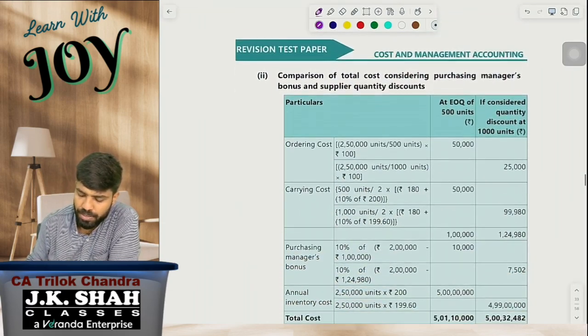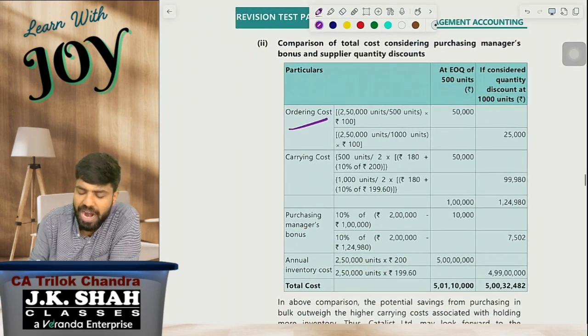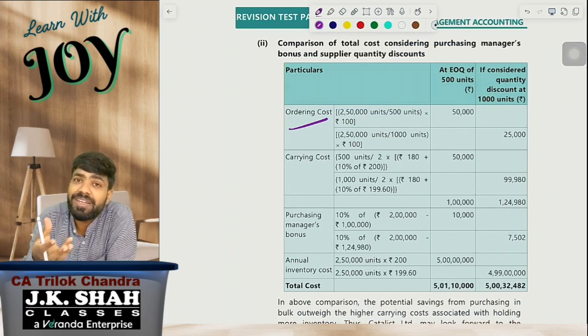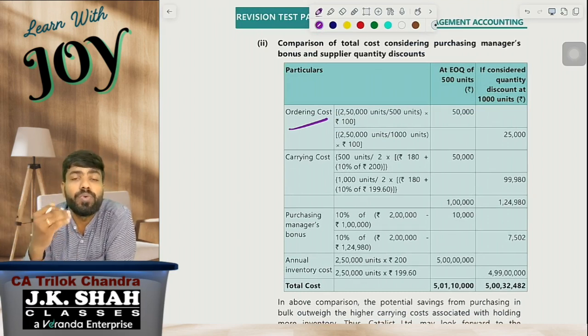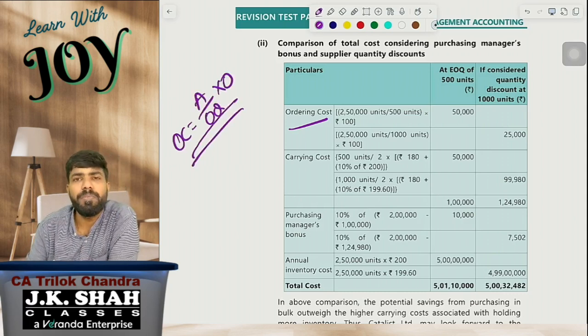Look at here. Comparison of total cost considering purchasing manager bonus and supplier quantity discount. First one, ordering cost. How to calculate ordering cost? Number of orders into ordering cost per order. How to calculate number of orders? That is A divided by OQ, A divided by ordering quantity. Ordering cost equals A divided by OQ into O.